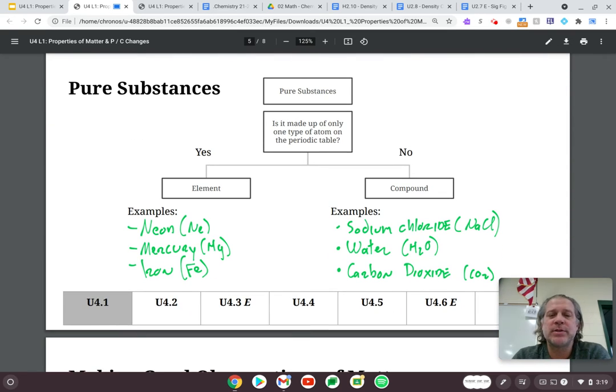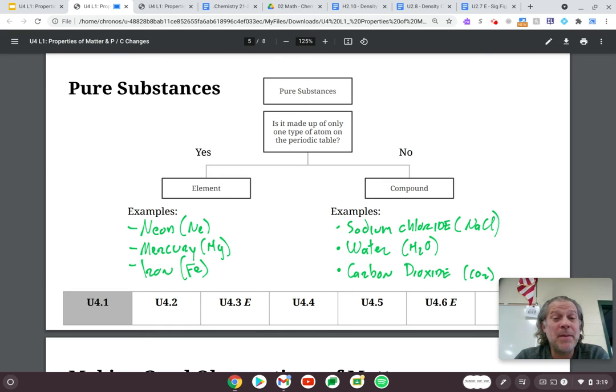So for pure substances, there are two types that we deal with. We ask ourselves, is it made up of one type of atom on the periodic table? And if it is made up of one type of atom on the periodic table, we would call it an element. So examples of elements would be neon, which is a gas, mercury, which is a liquid at room temperature, and iron, which is a solid at room temperature. Those are examples of elements.